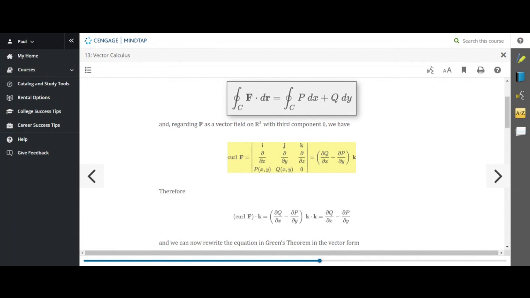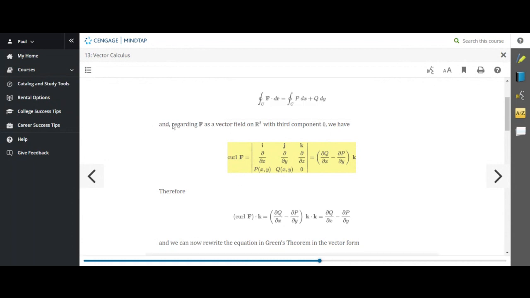Well, if you regard the vector field on R cubed, again Green's theorem is when you have a two-dimensional vector field, and that means that in terms of a three-dimensional vector field, the third component would equal zero. Computing the curl of F would give you just what you see there.